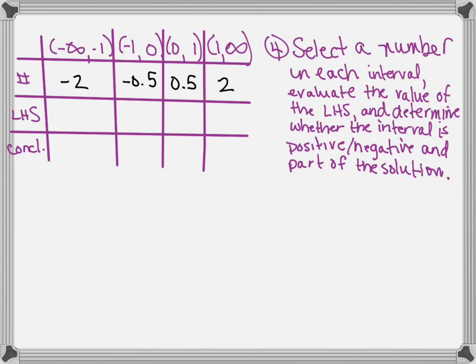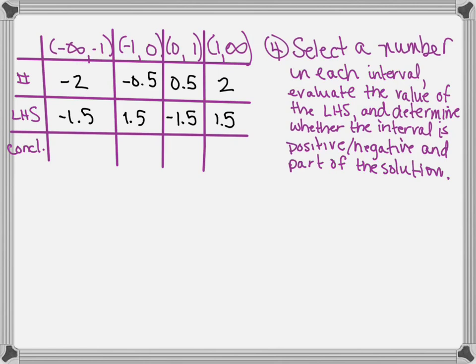When I substitute in -2, I will get -1.5. When I substitute in -0.5, I get +1.5. When I substitute in 0.5, I get negative 1.5. When I substitute in 2, I get 1.5. This looks like there's a pattern, but that is coincidence because of this function and because of my intervals and the numbers that I chose. Don't expect to always get such a pattern.